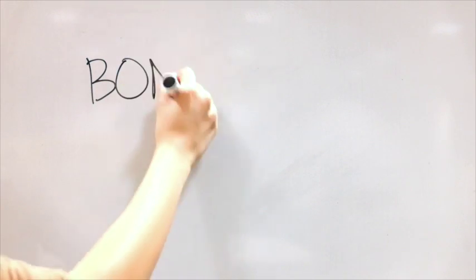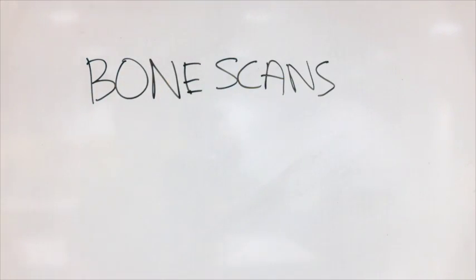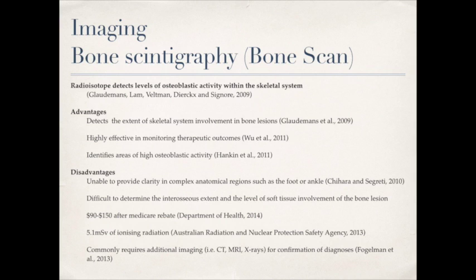Bone scans use a radioisotope to detect levels of osteoblastic activity within the skeletal system. Its advantages are that it detects the extent of skeletal system involvement in bone lesions. It's highly effective in monitoring therapeutic outcomes, and it also identifies high osteoblastic activity. Its disadvantages are that it's unable to provide clarity in complex anatomical regions such as the foot or the ankle. Also, it's difficult to determine the interosseous extent and the level of soft tissue involvement of the bone lesion.